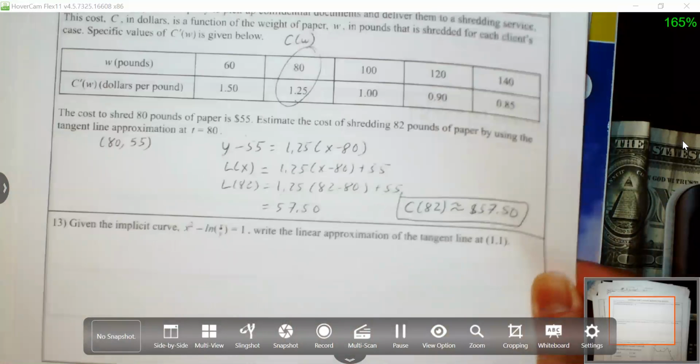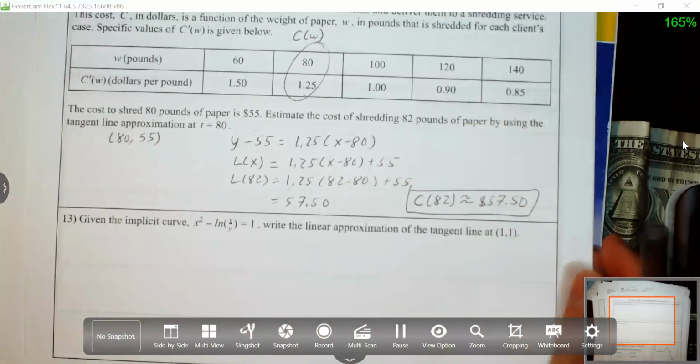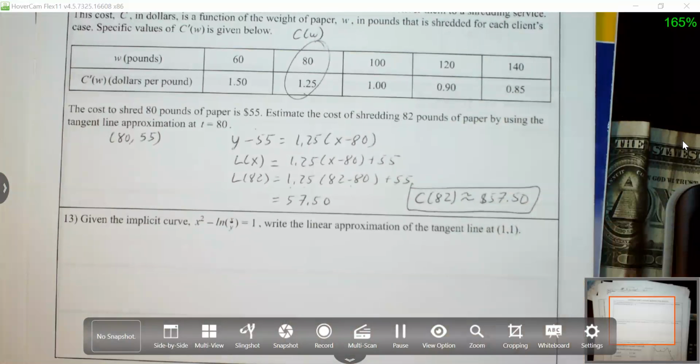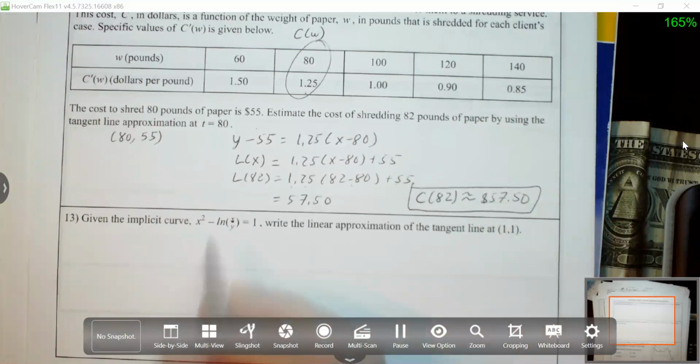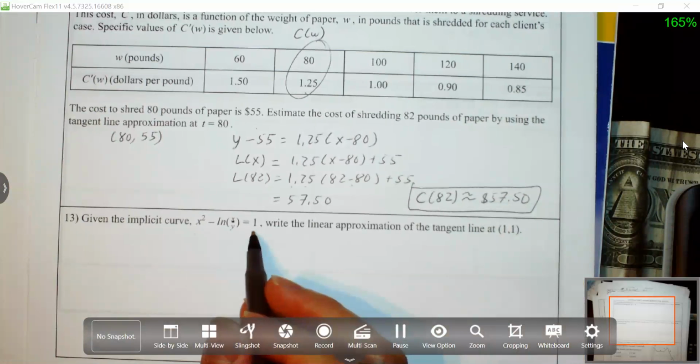Number 13, given the implicit curve x squared minus ln of (x over y) is equal to 1, write the linear approximation of the tangent line at (1, 1). Okay, so I have an implicit curve. That means I have to use implicit differentiation here.